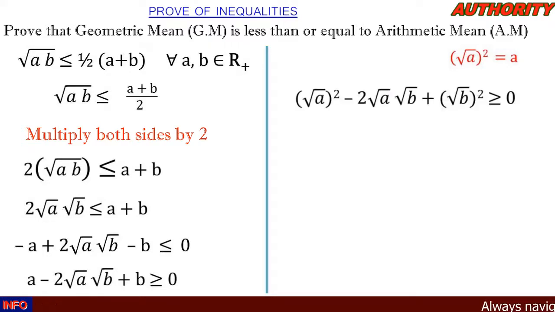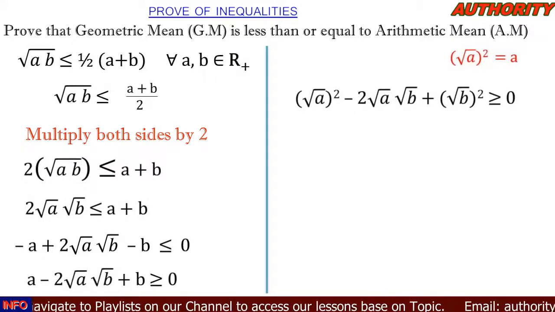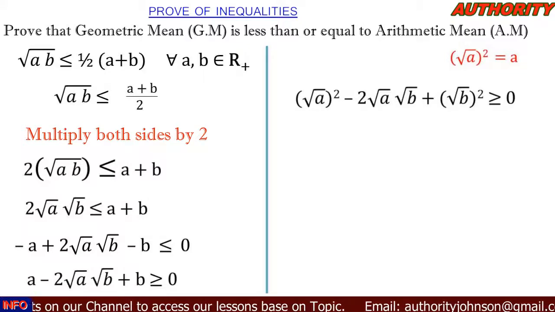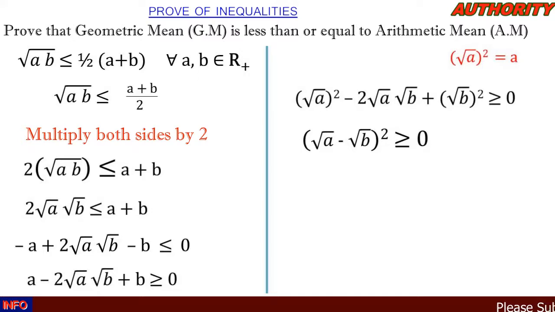Let's do it here. We're going to have root A, all in bracket, squared, minus 2 root A root B plus, let's do the same to this B, root B, all in bracket, squared, is greater than or equal to 0. So here, if we solve this using the method of completing the square, we are going to obtain root A minus root B squared. So we're going to pick this first term, root A, and then minus root B, all in bracket, squared. Both of them are having squared. So we're going to simply pick root A minus root B, all in bracket, squared, is greater than or equal to 0. Do you know why?